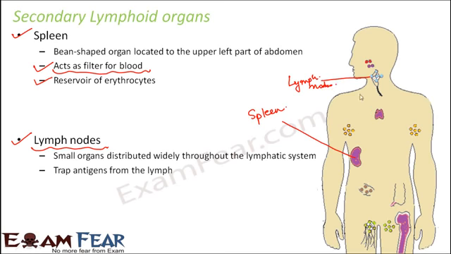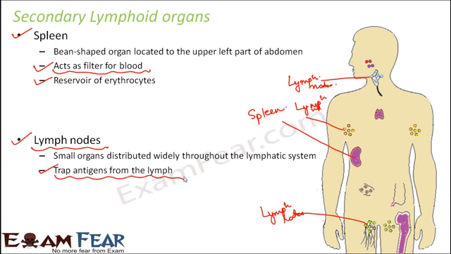And again, you have lymph nodes around the area of your breast. So there also you have the lymph nodes. You again have lymph nodes somewhere near your genital area. So here also you have lymph nodes. So they are distributed throughout the body in different parts of the body. And what do they do? They trap antigens from the lymph.